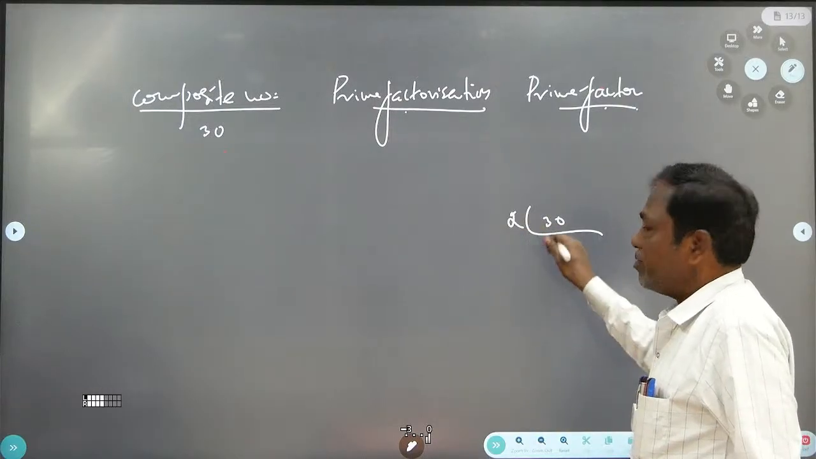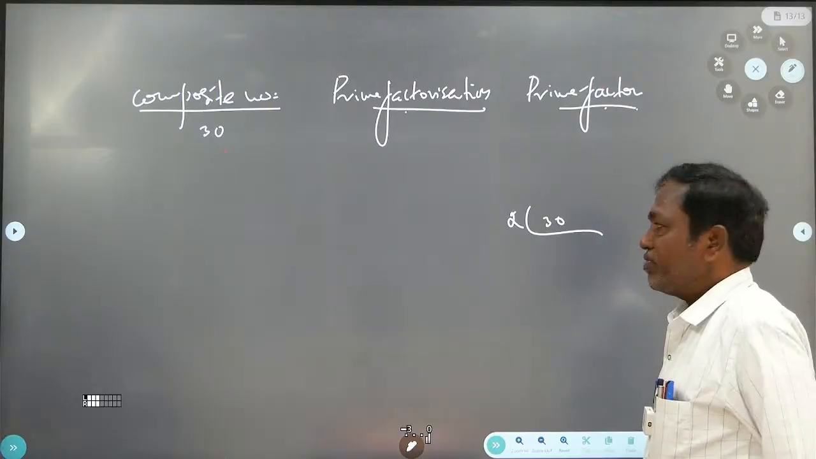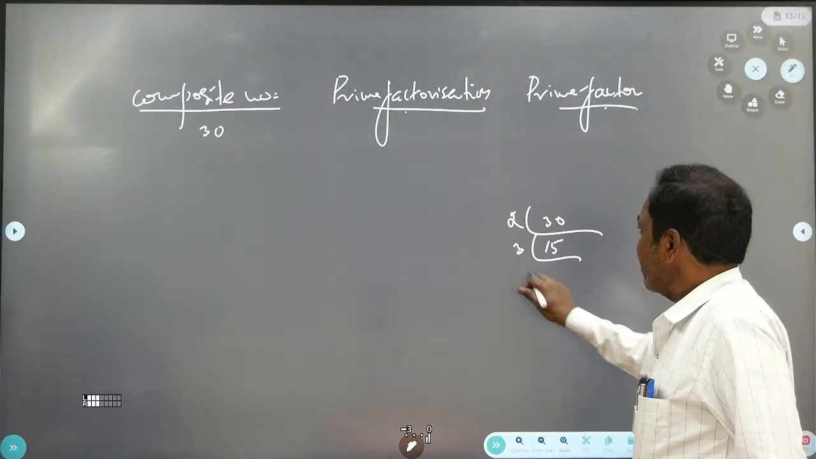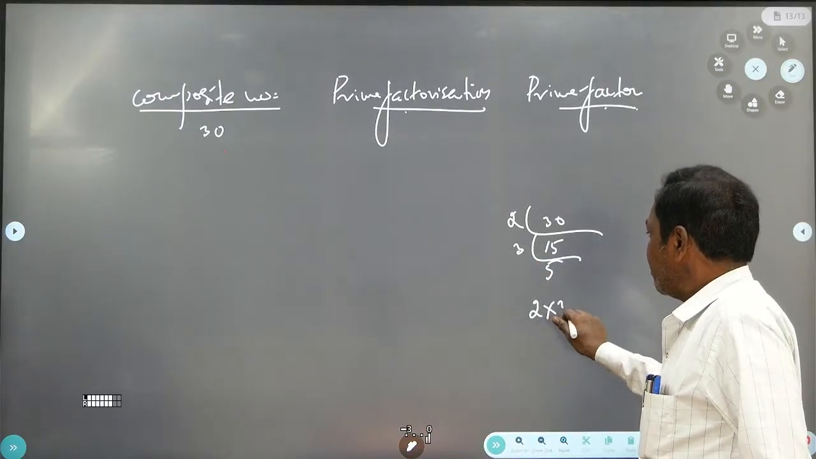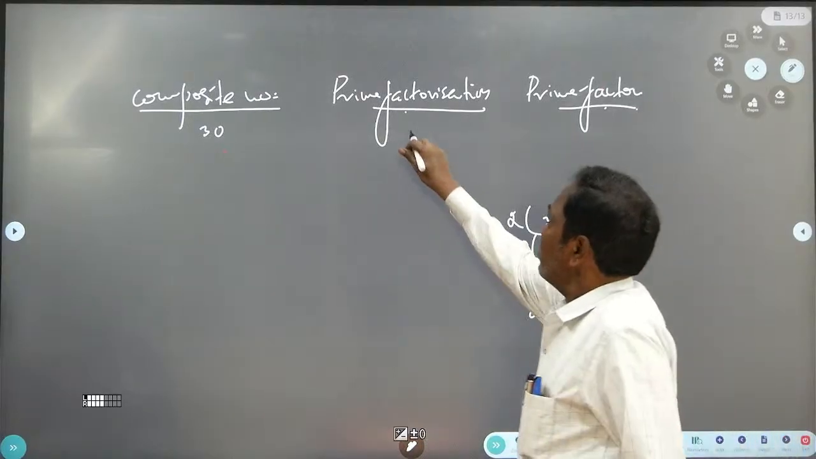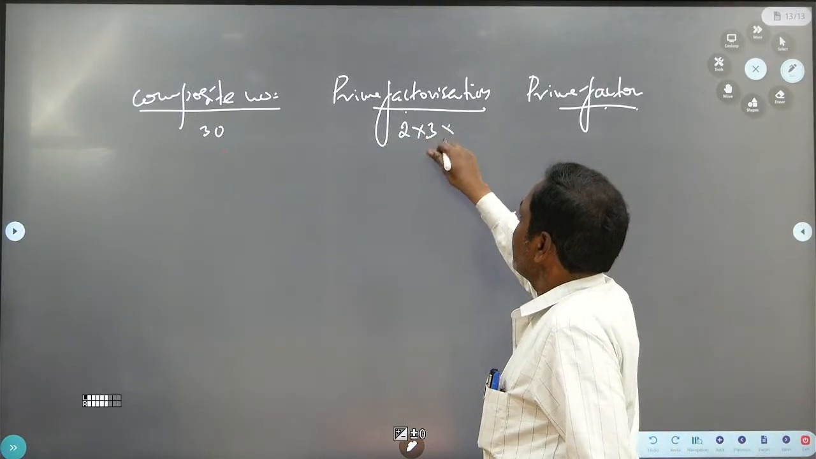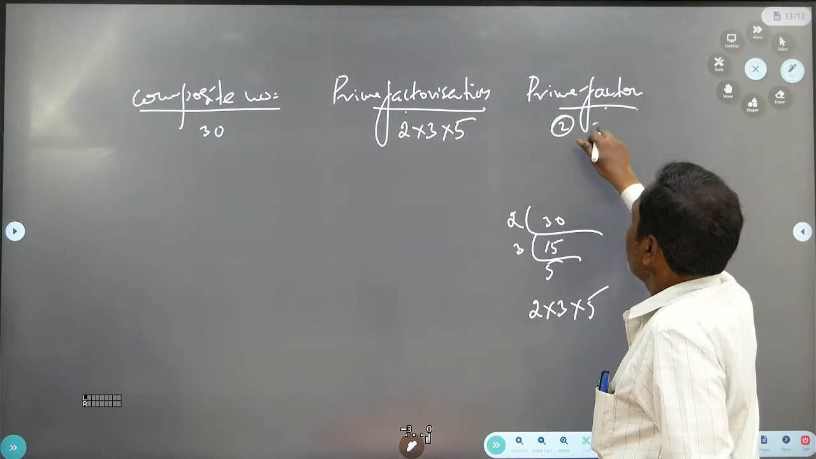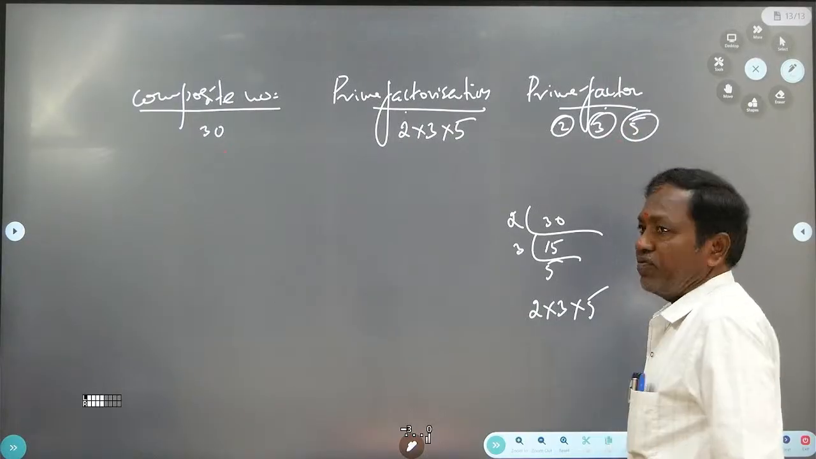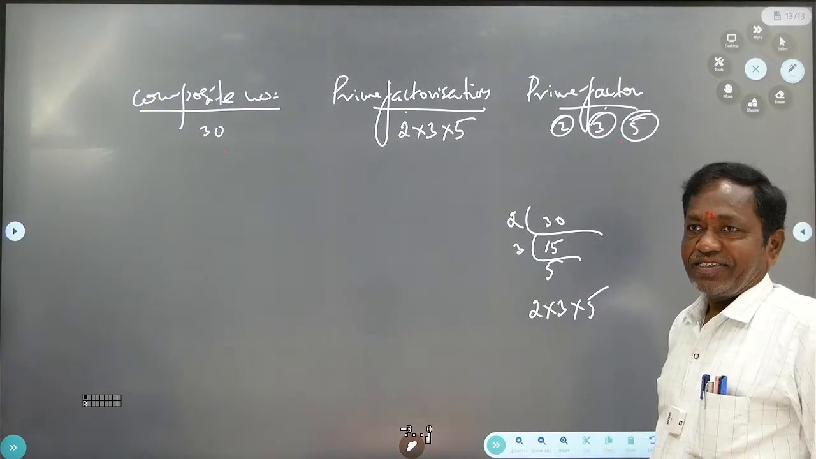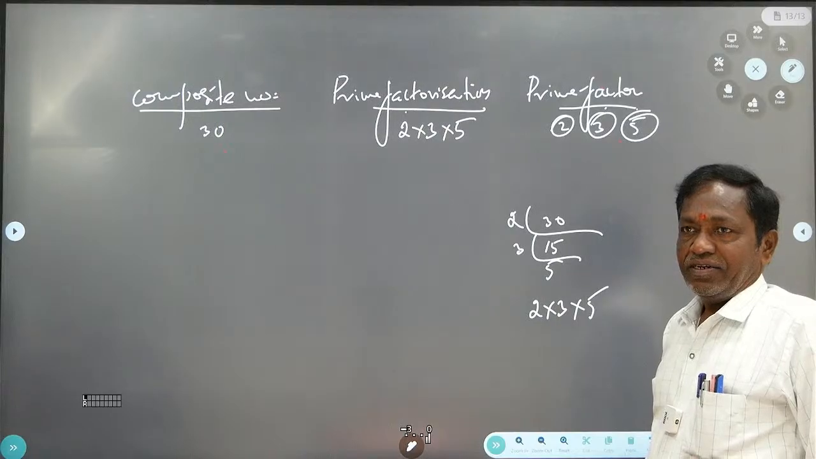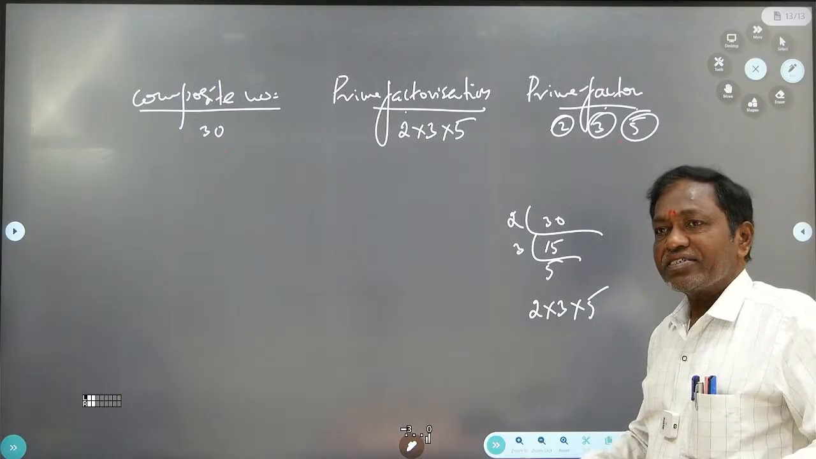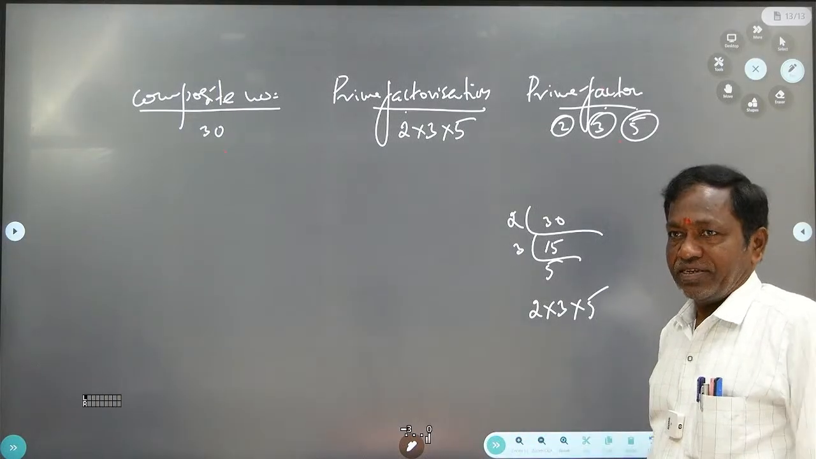Since 30 is an even number, you can start with 2. So 2, 15. Then odd number, 3, 3, 5. It means 2 into 3 into 5. The prime factorization is 2 into 3 into 5. What are the prime factors? 2, 3, 5. There are 3 prime factors. Somehow they create the question like that. Only thing is we need to understand the terminology.